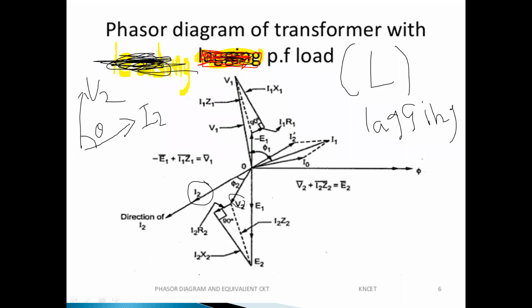Here voltage is taken as reference. This is the voltage value. This current lags the voltage, and it is in the clockwise direction. So this current lags the voltage.